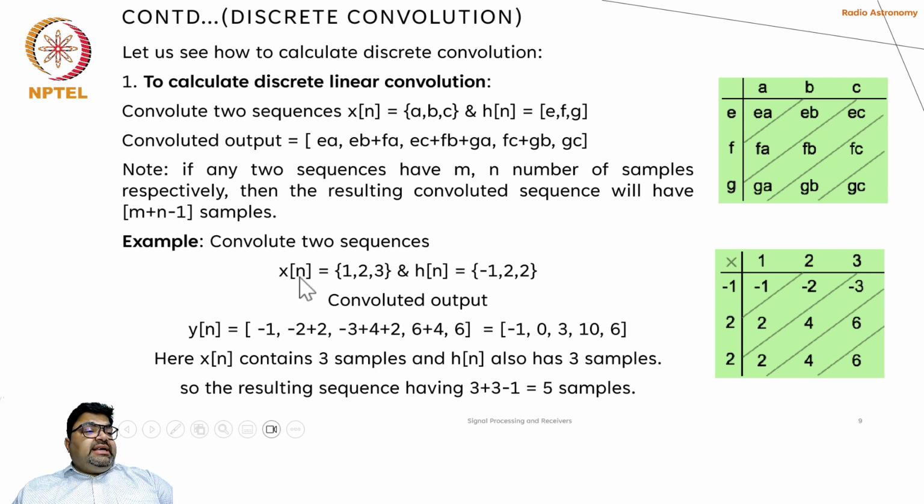Convolve the sequences x[n] = 1, 2, 3 and h[n] = -1, 2, 2. The convolved output, following the above formula, is -1, 0, 3, 10 and 6. So x[n] contains 3 samples and h[n] also contains 3 samples. According to the rule, the final convolved sequence should be of 5 samples, which is the case.